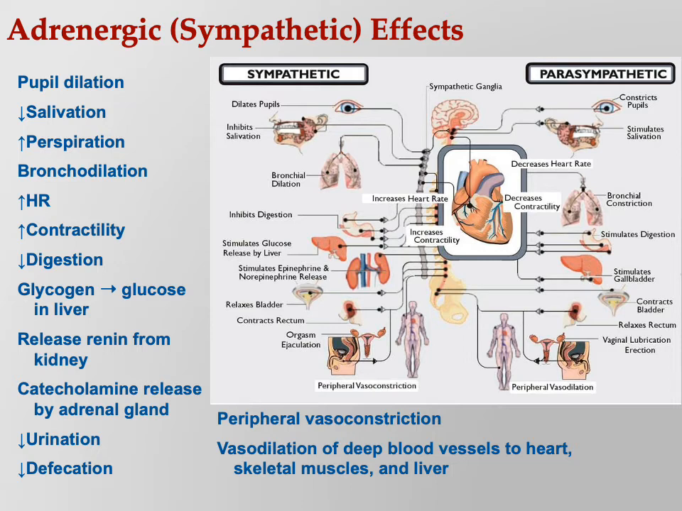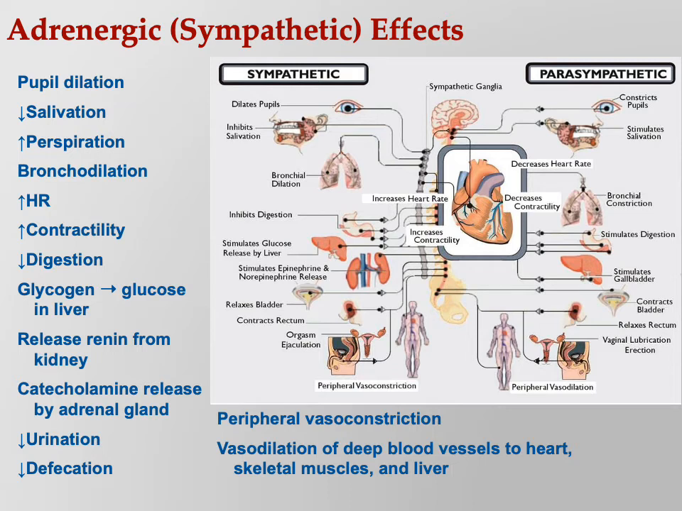Glycogen, remember, is the way your liver stores glucose, so it's going to convert glycogen back into glucose. Why? Because we need oxygen and glucose to make ATP in order to fight El Cucuy. So we want to have lots of glucose in the blood so the muscles and the heart and everything can get it. It's going to release renin from the kidney. You may not have talked about that in Bio 201. We're going to talk a lot about that in Bio 202. Renin is a hormone that increases blood pressure. You want to increase your blood pressure in order to get blood to your organs faster.